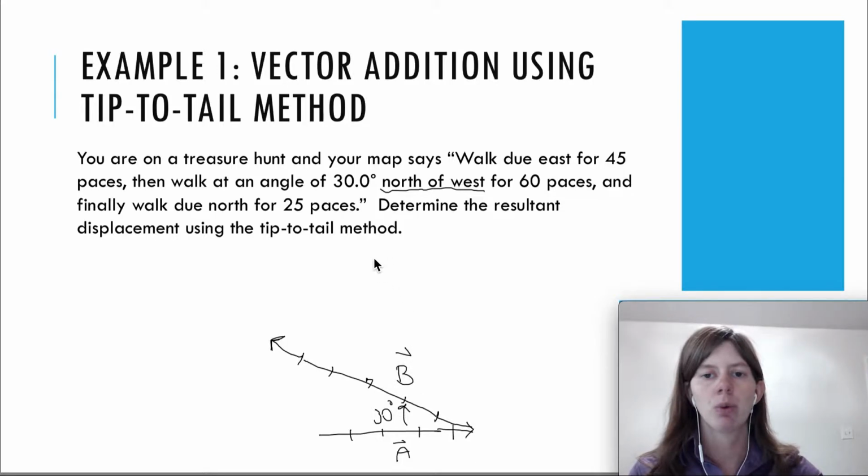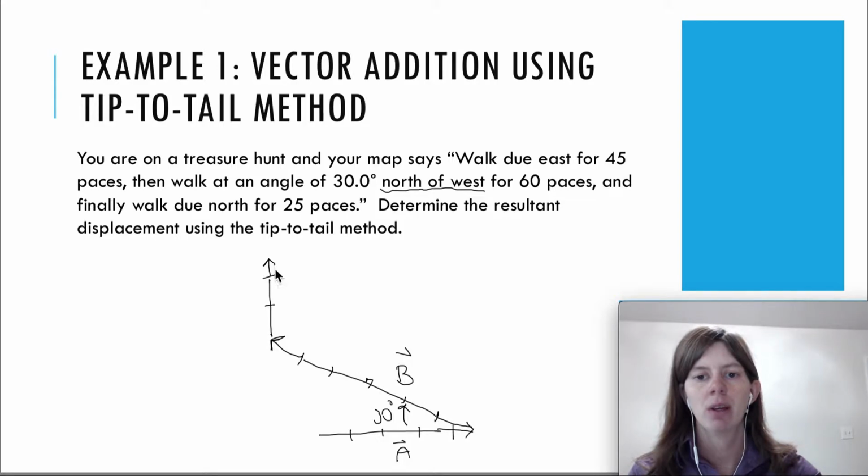And finally, we're going to walk north for 25 paces. So I'm going to go straight up. 1, 2, 2.5 tick marks. Again, I'm trying to be as exact as I can. It doesn't have to be perfect. I'll call this vector C.